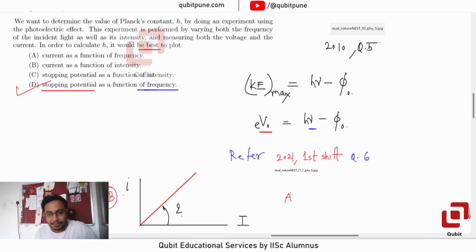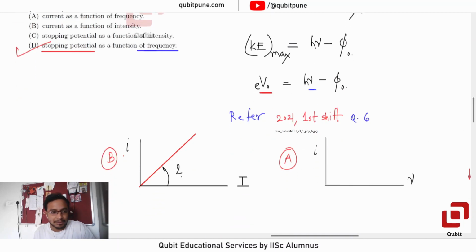Option A, what is option A? In option A they say current as a function of frequency. What do you think? How would the graph look? Suppose this is the threshold frequency, nu naught. The graph of the current will look like this. It will be a discontinuous function at nu naught because the current will suddenly become non-zero. And then it will increase with intensity, but it will not change with frequency.